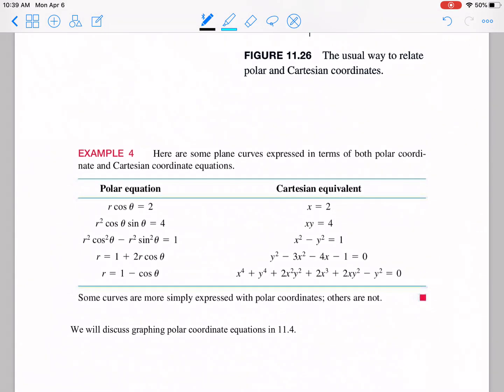So there are our relationships just from our basic little trig functions and the Pythagorean theorem. All right, and then here you go. Here are some polar equations and then the Cartesian equivalent ones. Take a look through those and see if you can go between the two of them.